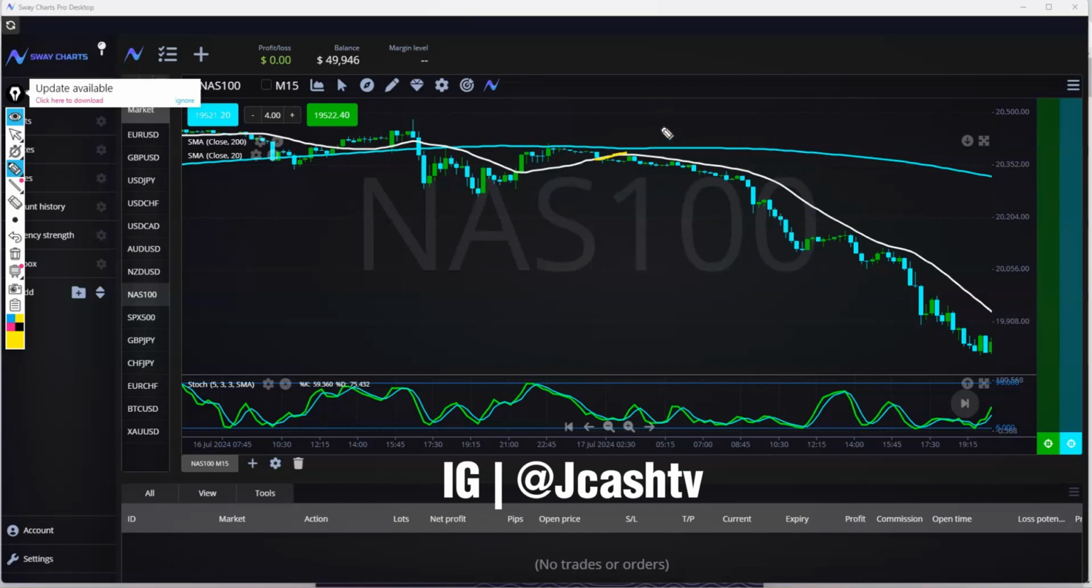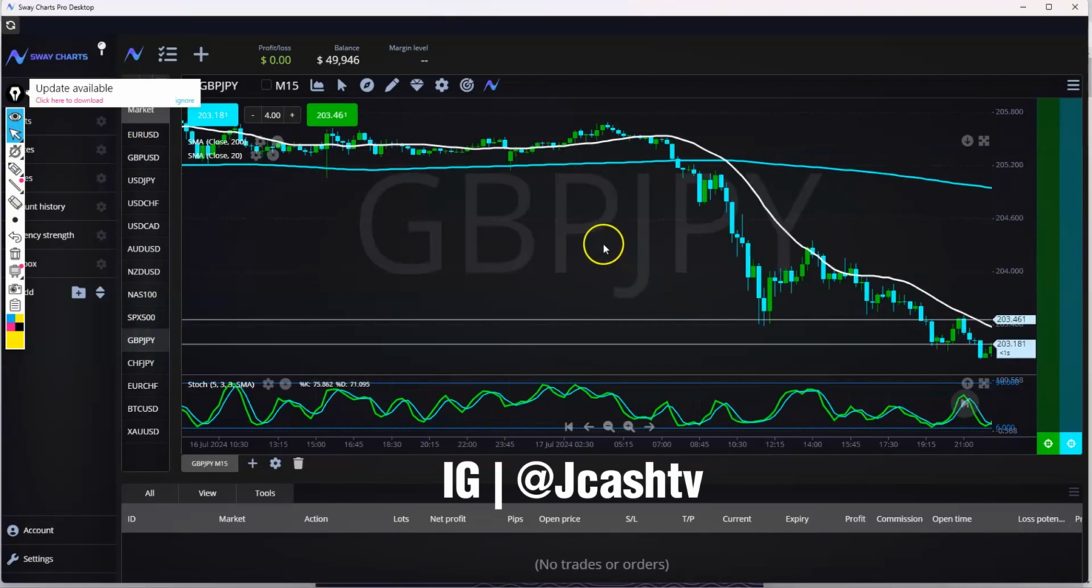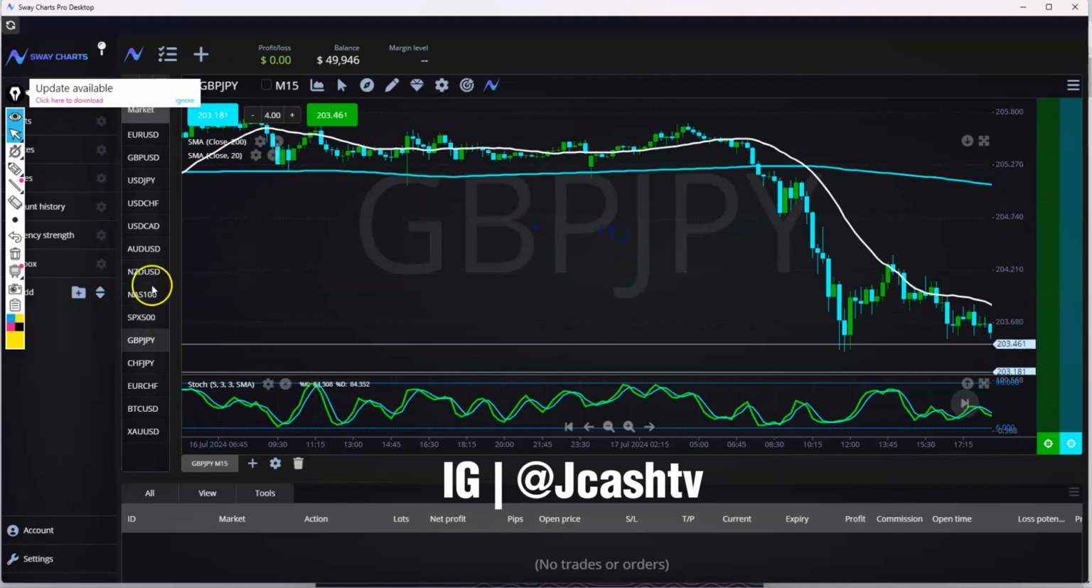And then you could also take partials. So let's go to GJ. Let's see what GJ got going on. All right, perfect. So let's say the market dropped below the 20 and the 200. Boom, let's say we enter here.